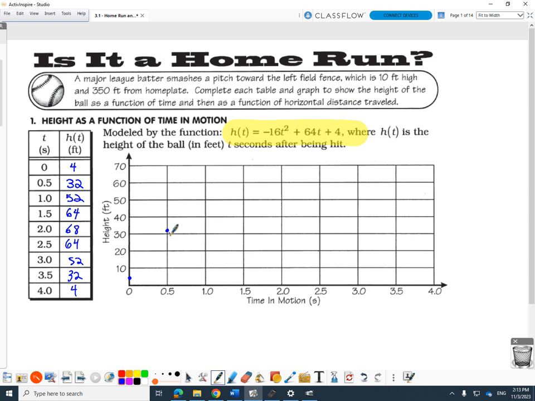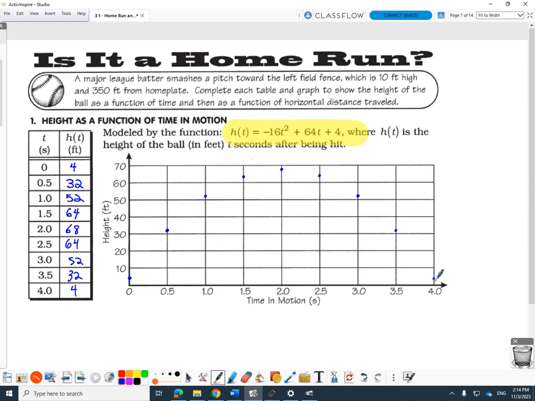1, I was up to 52. 1.5, I'm up to 64. 2, I'm up to 68. But that's the highest one. And then it starts to come down again on the other side. 2.5, 64. 3.0, 52. 3.5, 32. And 4 back down to 4.